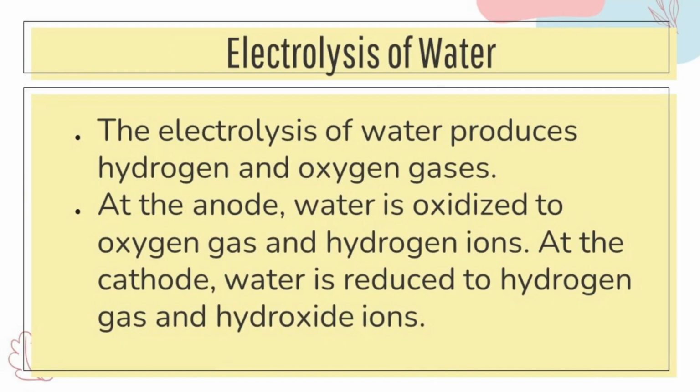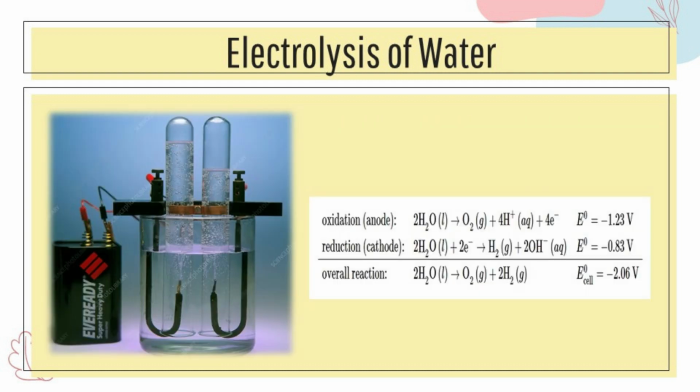So with that, let's talk about the electrolysis of water. So the electrolysis of water produces hydrogen and oxygen gases. So at anode, water is oxidized to oxygen gas and hydrogen ions. And at cathode, water is reduced to hydrogen gas and hydroxide ions. Okay, so in order to examine the electrolysis of water, we're gonna be using the Hofmann electrolysis apparatus, or the Hofmann apparatus. So this apparatus is used for the quantitative and qualitative study of electrolytic decomposition of electrolytes such as water and hydrochloric acid. So this is the Hofmann apparatus.